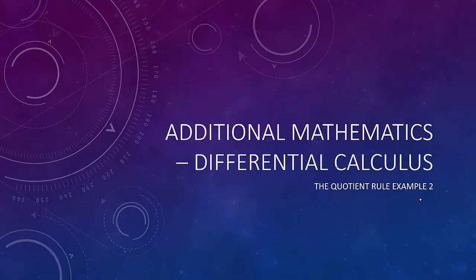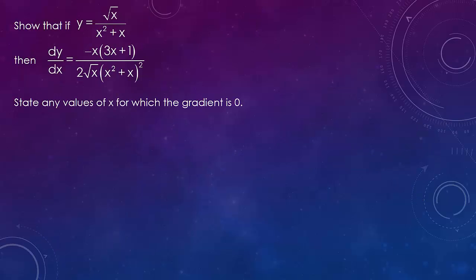Quotient rule example 2. Show that if y is equal to the square root of x over x squared plus x, then dy dx is equal to this expression, and then we want to state any values of x for which the gradient is 0.